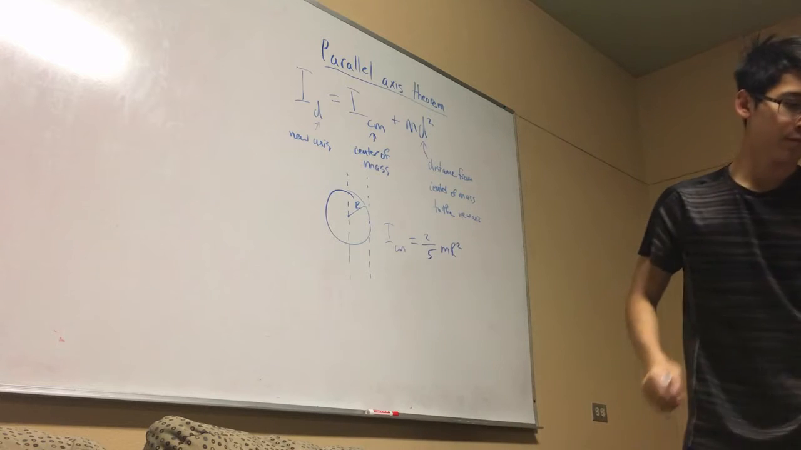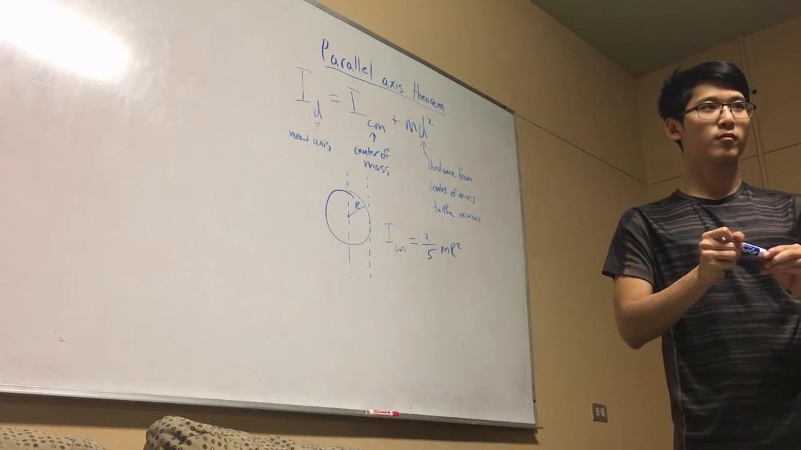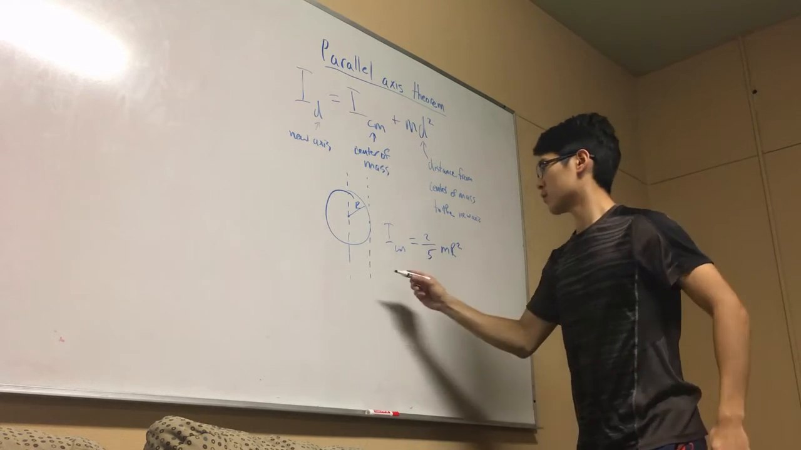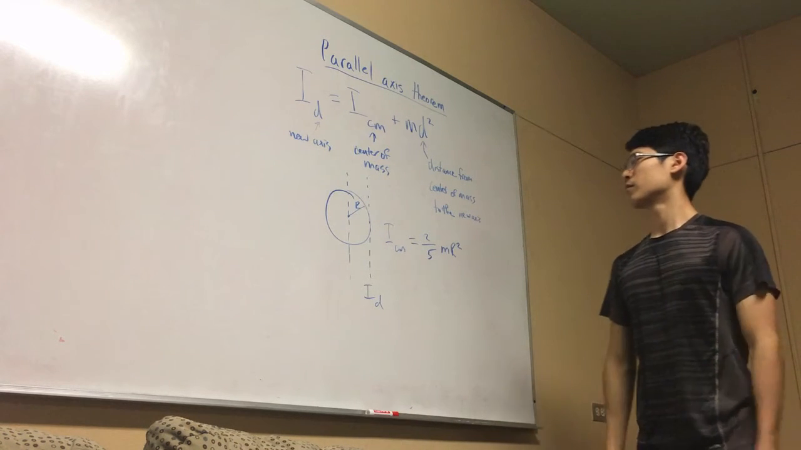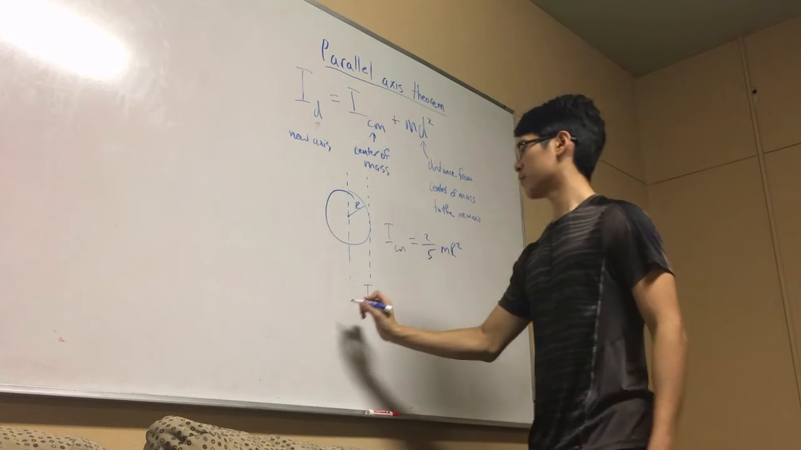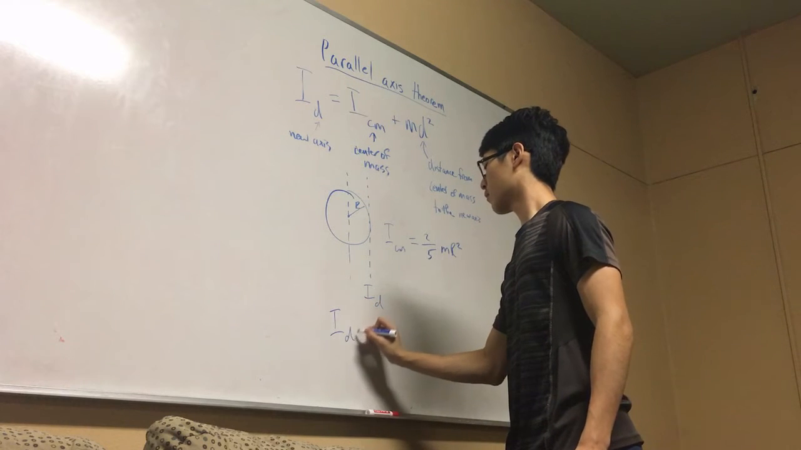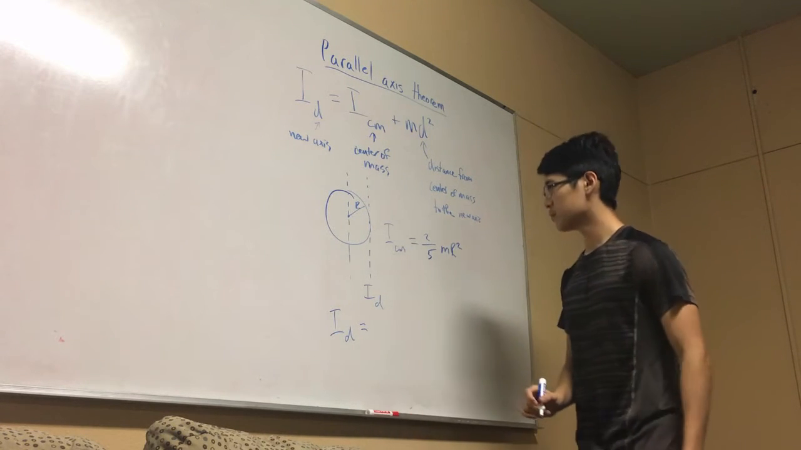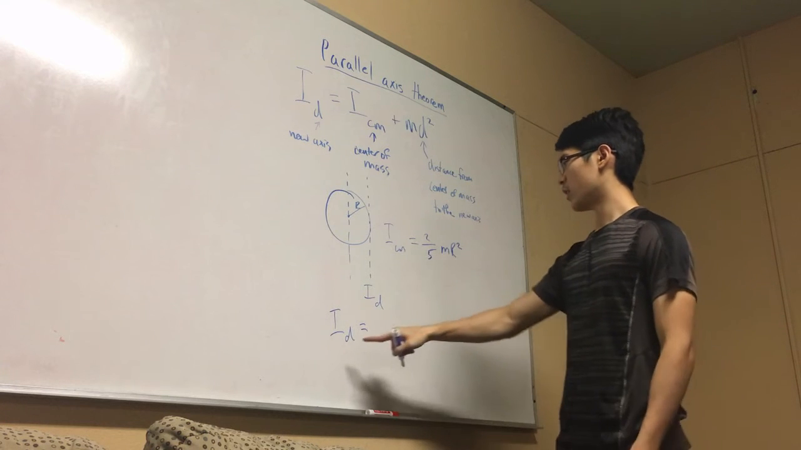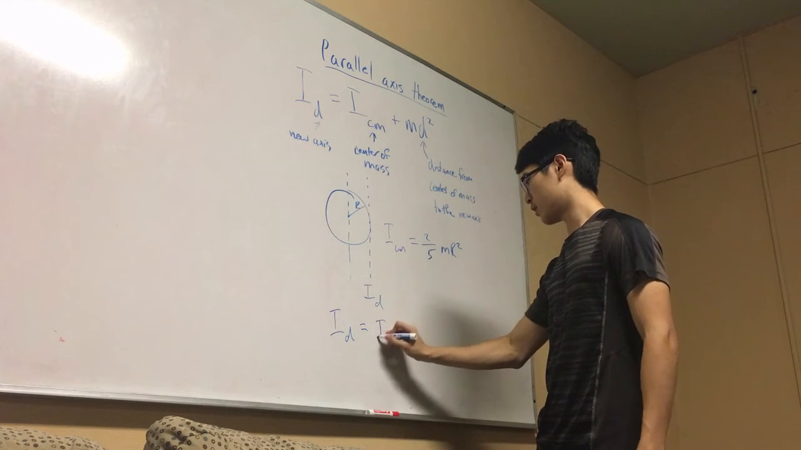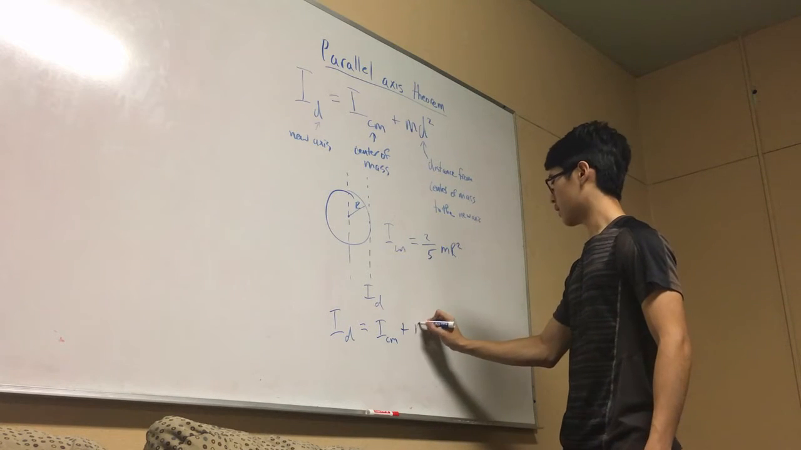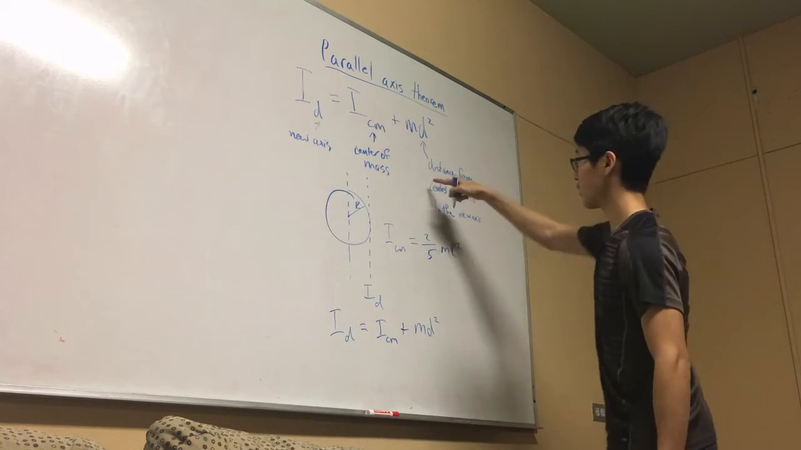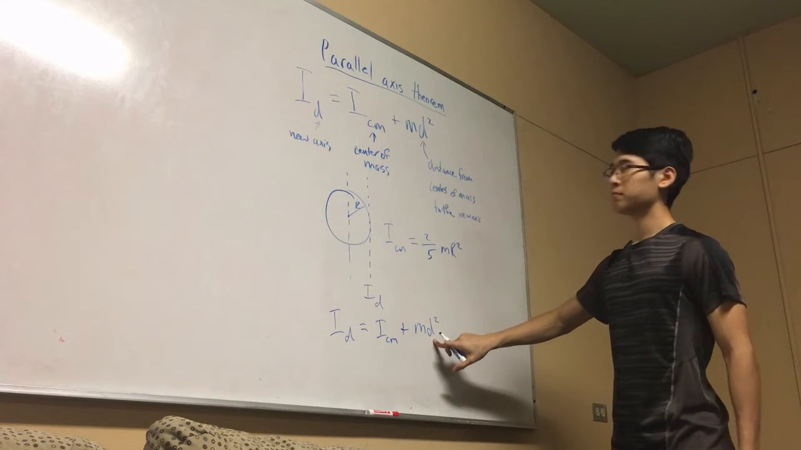So you're asking to figure out the moment of inertia at that other dotted line at the edge? Would that be the moment of inertia of the center of mass plus md squared, where in this case d is equal to r? Yes, so I would write I is equal to the moment of inertia through the center of mass plus md squared, which is 7/5 of mr squared.